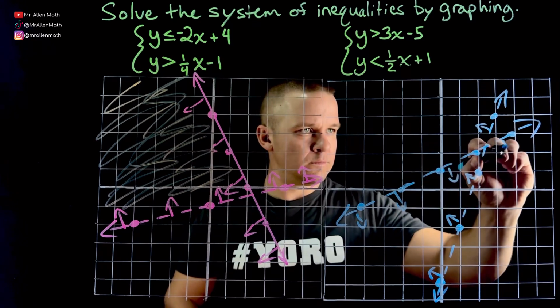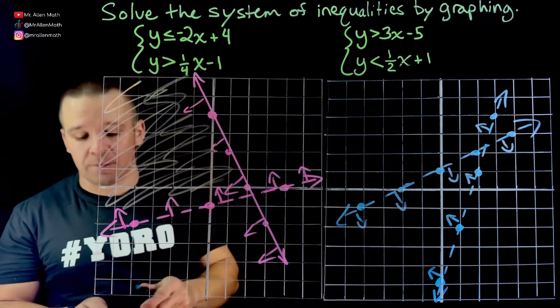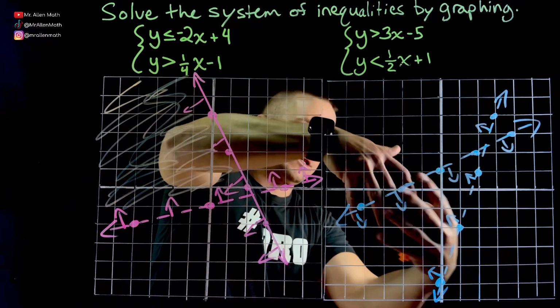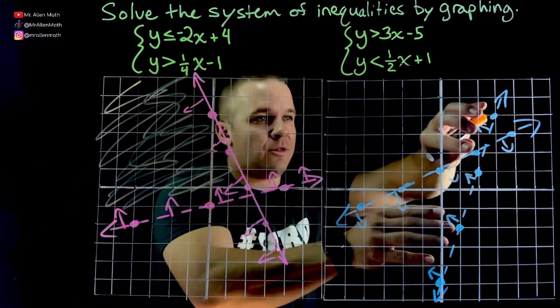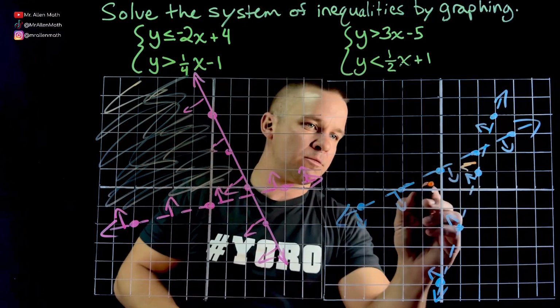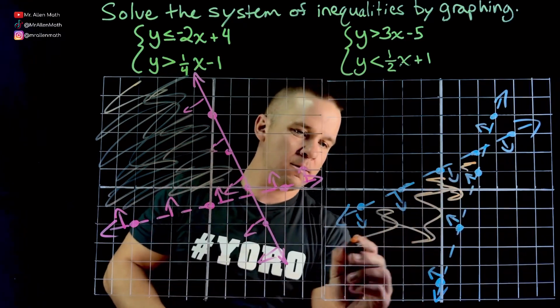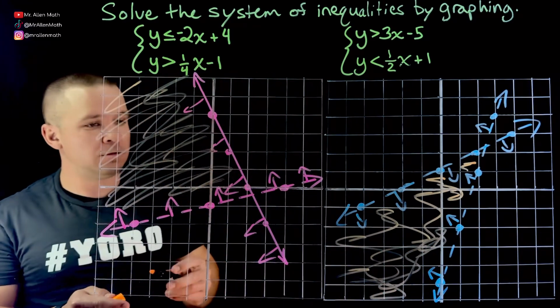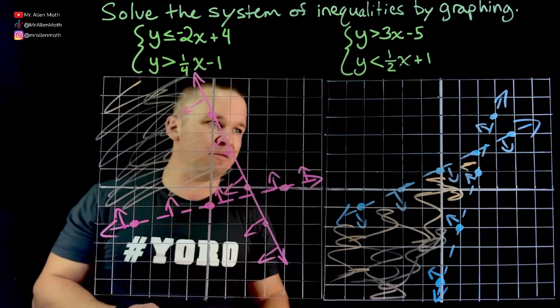All right, so where are we going to be double shaded? That is, again, my solution. Well, we can see that the arrows are pointing towards each other here. So I'd be shading on this side, and I'd be shading on this side. My overlap is right in here. It's like coloring. Don't color outside the lines, though. All right, lovely. There we go.